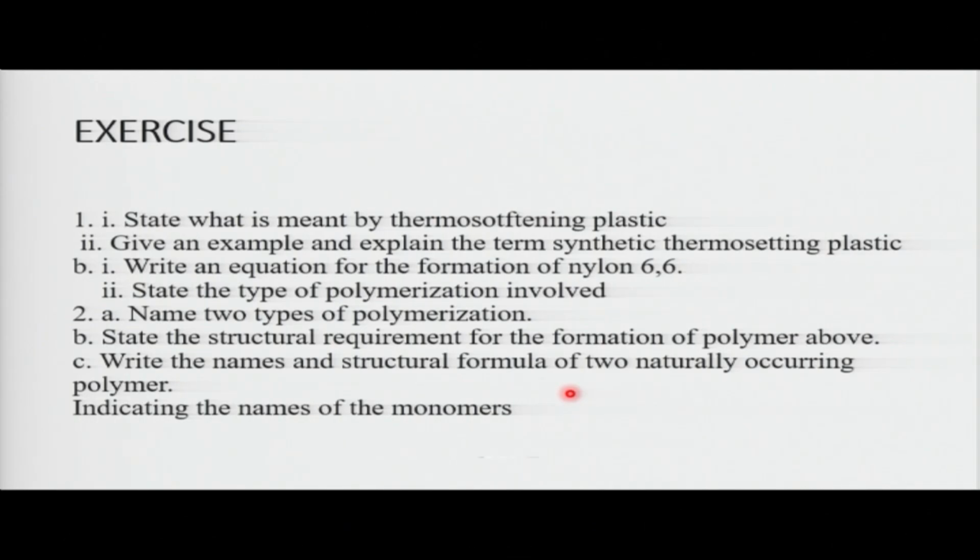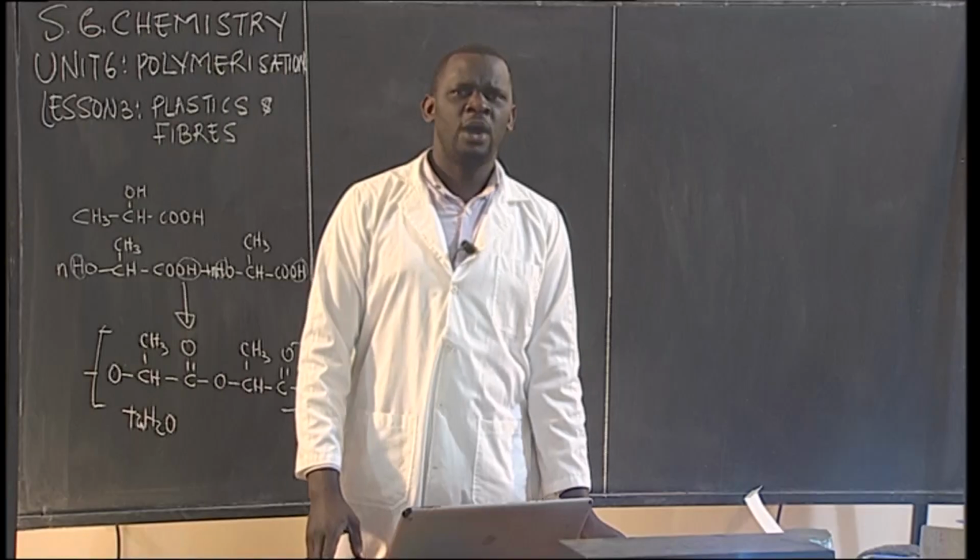State the type of polymerization involved. We have talked about this. Then name two types of polymerization. That is question number 2. State the structure requirement for formation of the polymer above. So you try to give the structure requirement. Write the names and the structure formula of two naturally occurring polymers. We also gave examples of natural polymers. So make sure you try out this work.